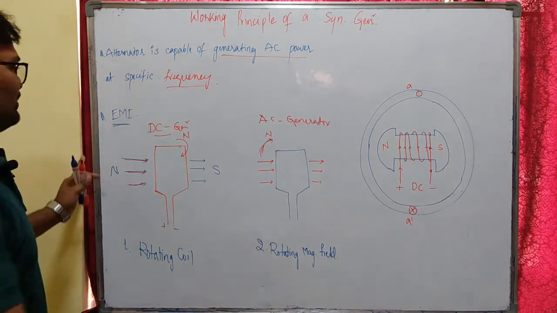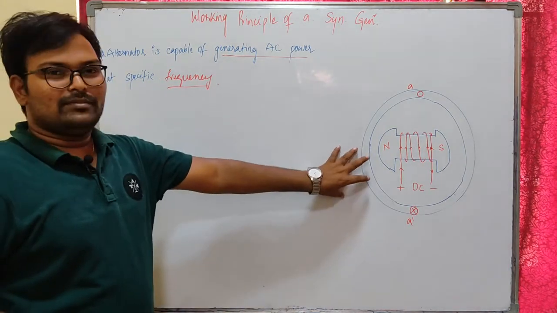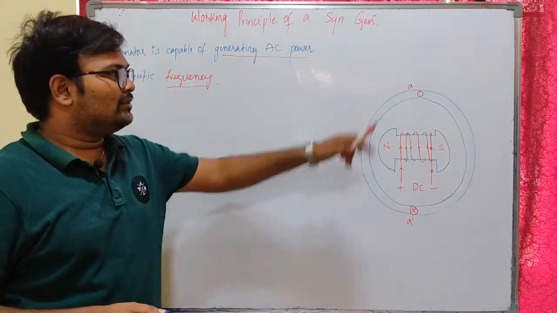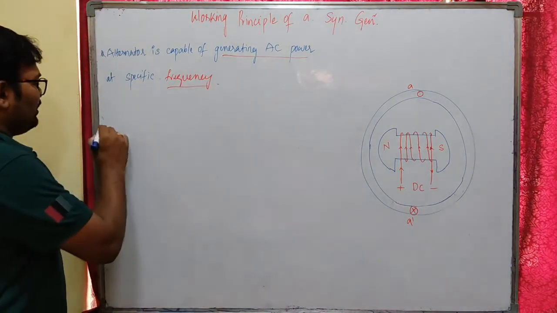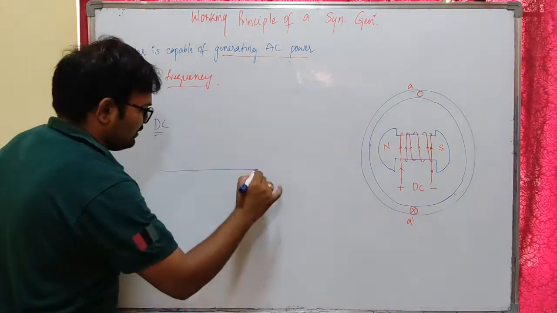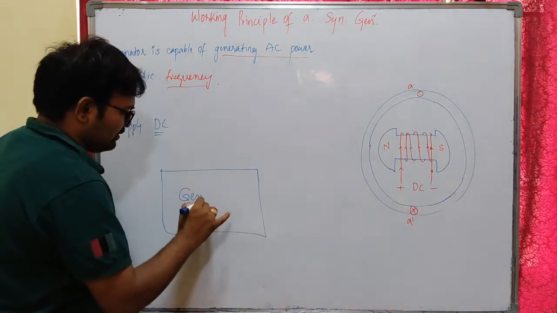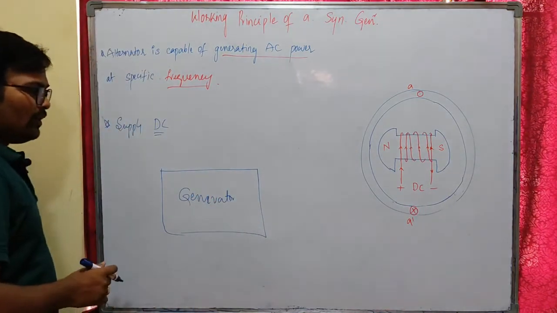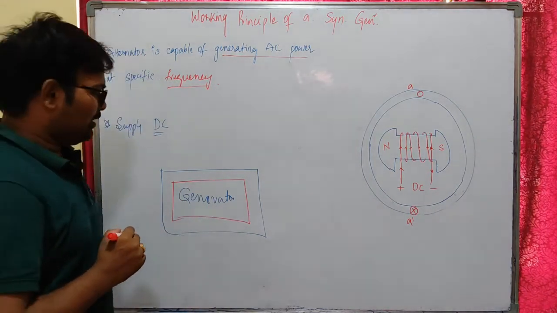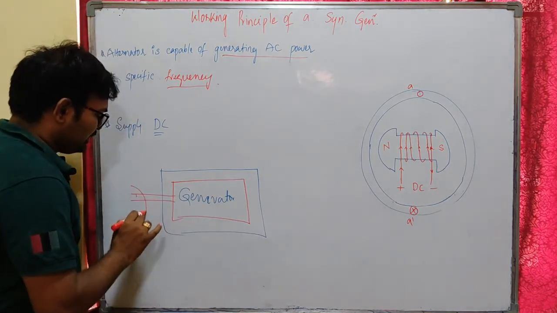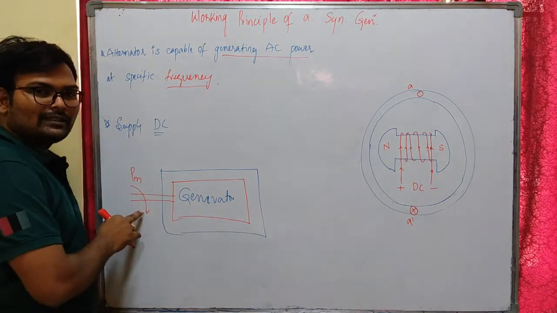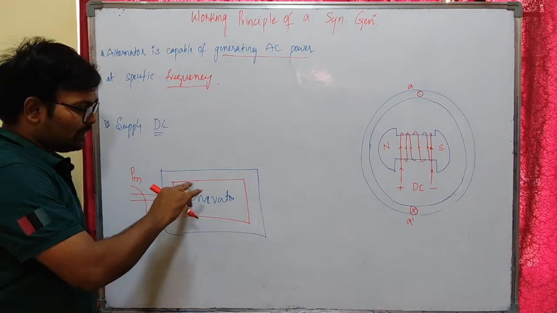Now let us see the operation. We know that our synchronous machine is a doubly excited machine. That means we excite the rotor with a DC supply, and the stator is connected to the AC line. So how can you supply DC to the rotor? Let us assume it is a generator, and let us assume the red color one is the rotor. We give mechanical energy as input, from the prime mover, to the shaft of the generator. That will rotate the rotor.